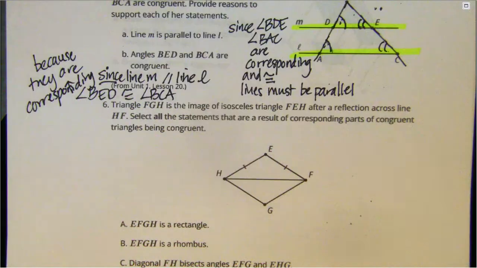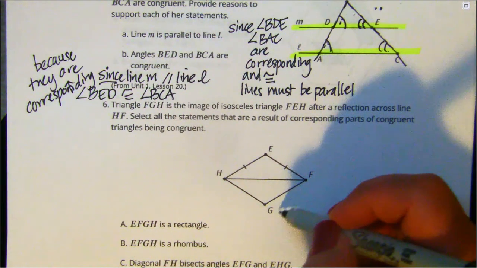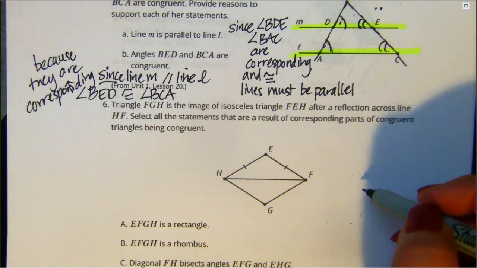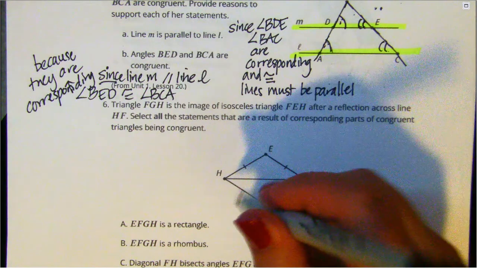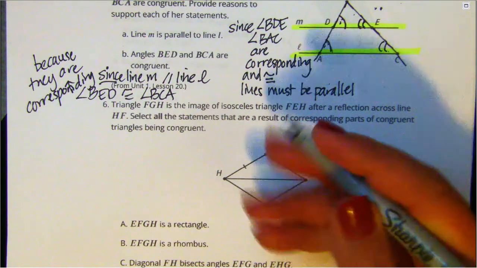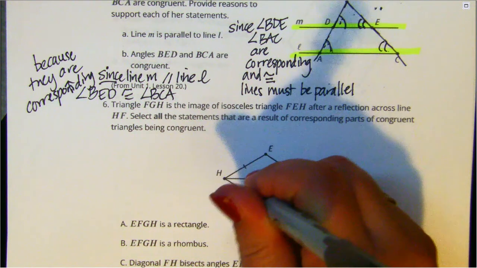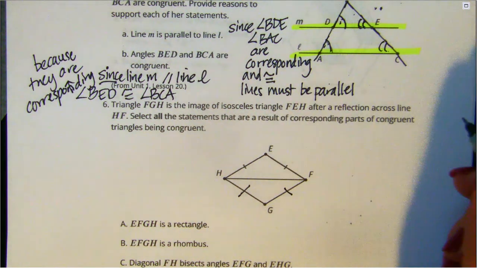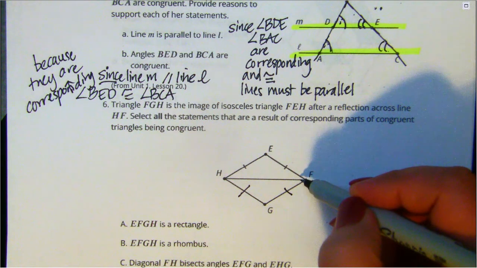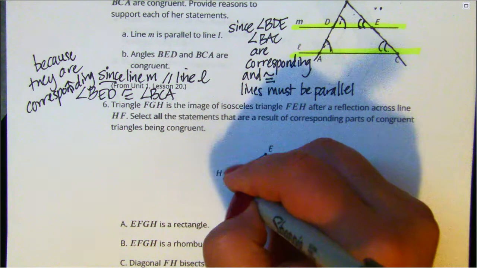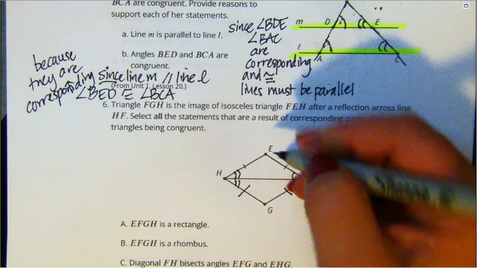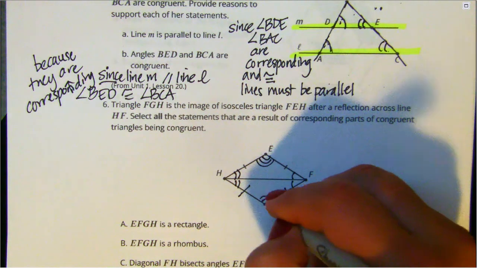All right, number 6. Triangle FGH is the image of FEH after a reflection across the line HF. Select all the statements that are a result of corresponding parts of congruent triangles being congruent. So I know if these two were the same here and that's a reflection, then these two are the same here, right? And F goes to F. So this is the same as this. I'm just going to mark these up right now. These two angles are the same, and these two angles are the same.